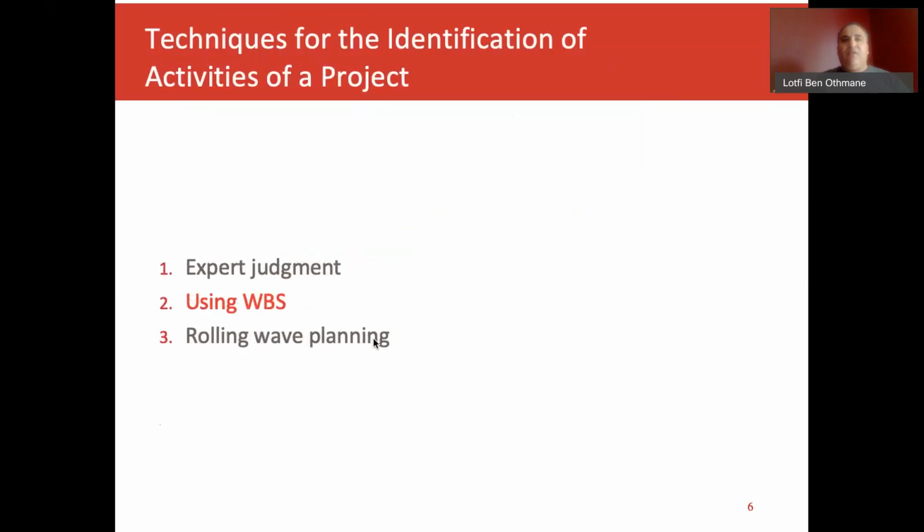There are basically three techniques for identification. When I talk here about identification of activities, I mean: what does it take to produce a specific development? What should we do in order to develop that? There are three known techniques for identification of project activities. The first one is expert judgment. The second one is using the WBS, work breakdown structure, and we're going to use this abbreviation all the time. And the third one is rolling wave planning.